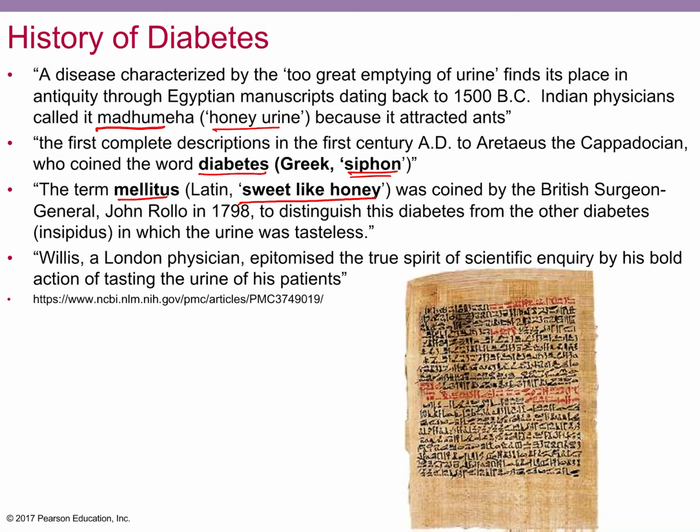Mellitus is sweet like honey. And how do you know the urine is sweet? Because they had to taste it. So this British Surgeon General could distinguish diabetes mellitus from the other diabetes, diabetes insipidus, where the urine was tasteless, but mellitus was sweet, right? So they had to actually taste the urine to figure out what kind of diabetes you had.